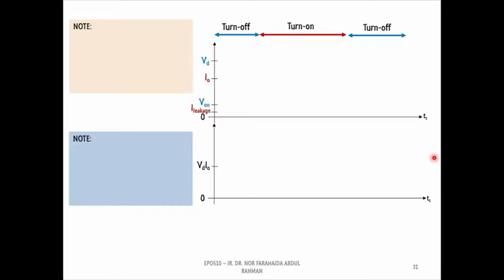As mentioned before, the power losses occur when a power switch changes from the off state to the on state and vice versa. According to the previous explanation, we can sketch the waveform of leakage current during the off state and the conducted current during the on state like this.